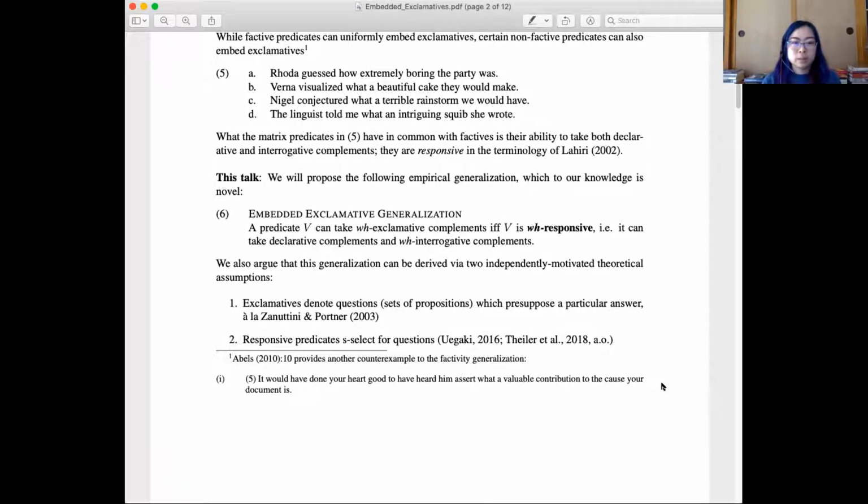And we'll also argue that this generalization can be derived by two independently motivated theoretical assumptions. First, that exclamatives denote questions, presupposing a particular answer, following Zanuttini and Portner's analysis. And second, that responsive predicates select for questions.